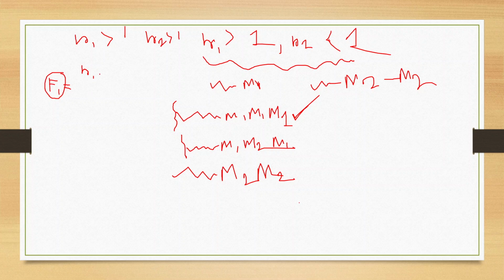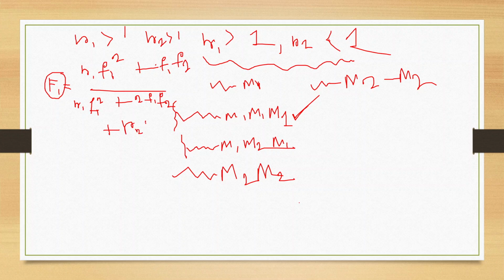And it was R1 F1 square plus F1 F2, divided by R1 F1 square plus 2 F1 F2 plus R2 F2 square. So this was the formula. You can go back to the slide, the formula is there.